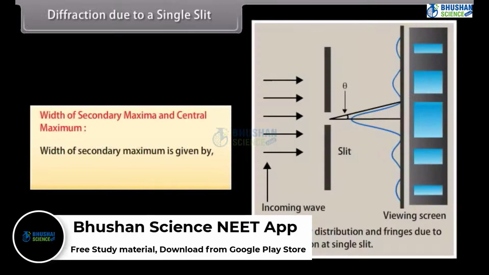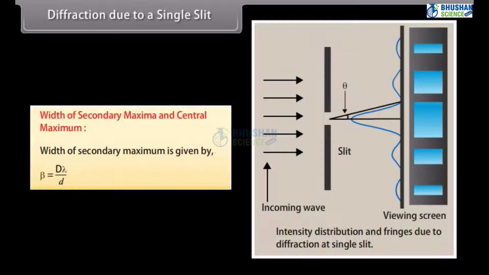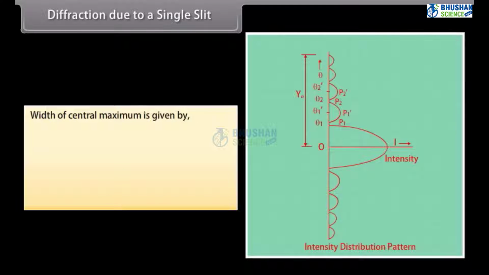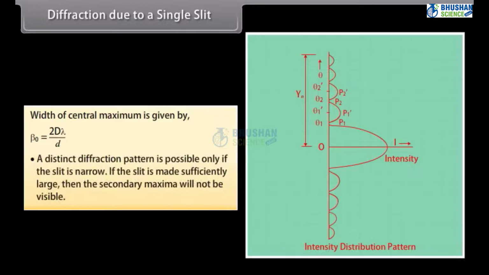Width of secondary maximum is given by beta equals D lambda upon small d. Width of central maximum is given by beta naught equals 2D lambda upon small d. A distinct diffraction pattern is possible only if the slit is narrow. If the slit is made sufficiently large, then the secondary maxima will not be visible.